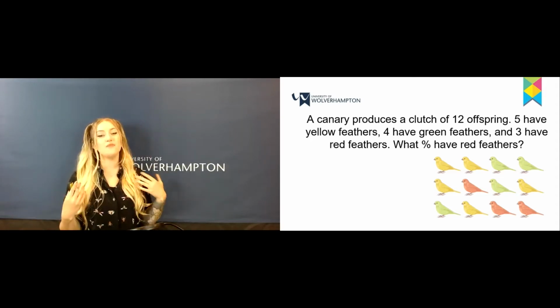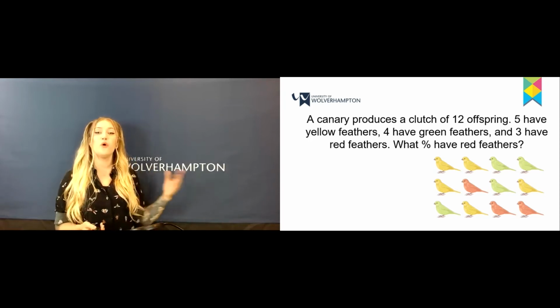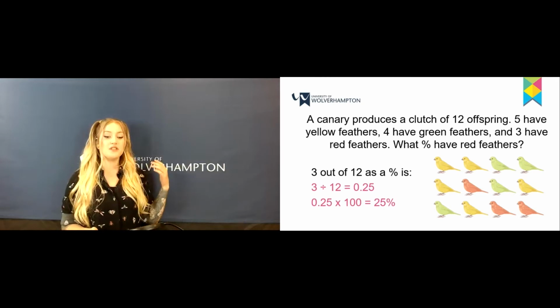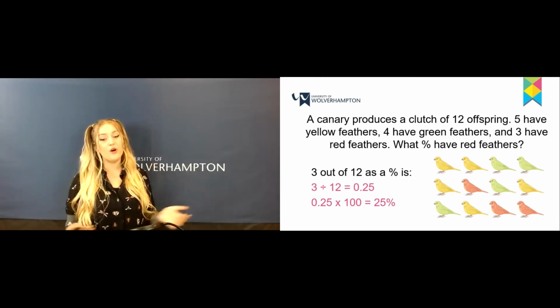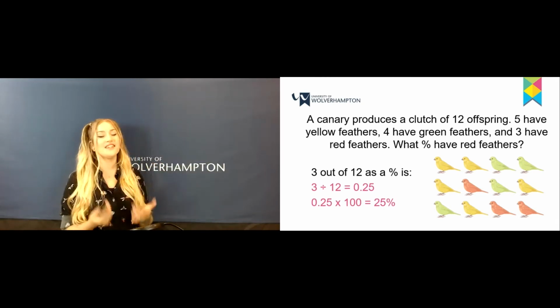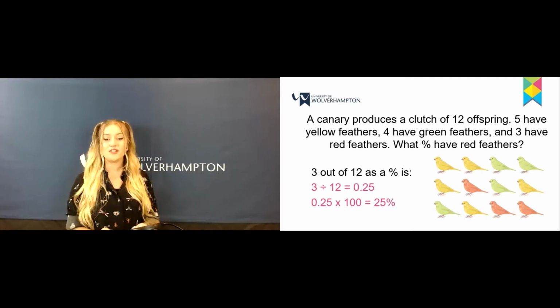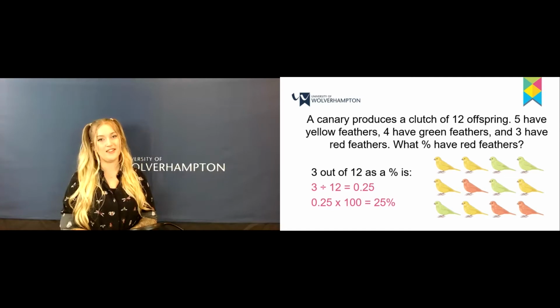So to work out the percentage, we have to divide the smaller number by the total number. So we have to divide 3 by 12, which gives us a decimal of 0.25. We then times that decimal by 100 to give us 25%.